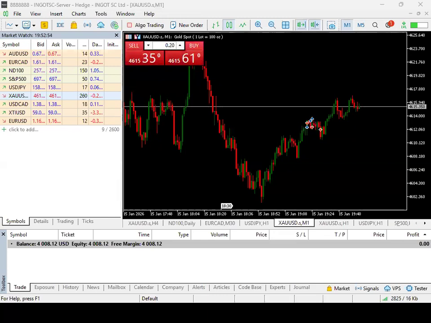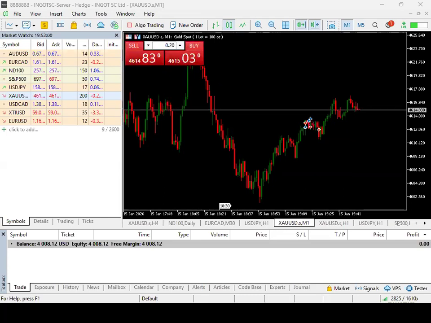What time of the day do I trade? I like trading during the New York session. New York session starts from around 4:30, 5:30, and even right now, we're still in the New York session. Okay, until midnight.